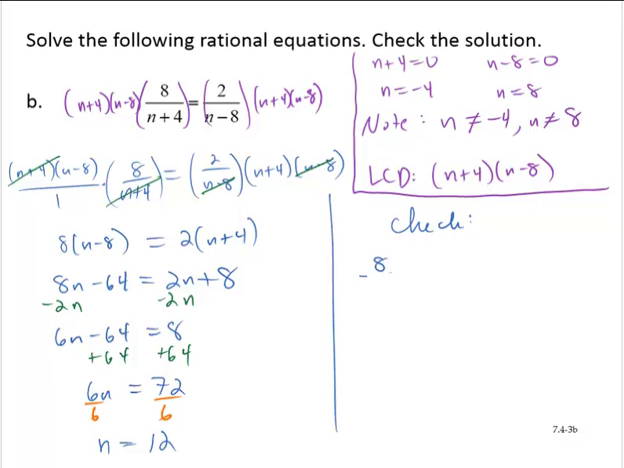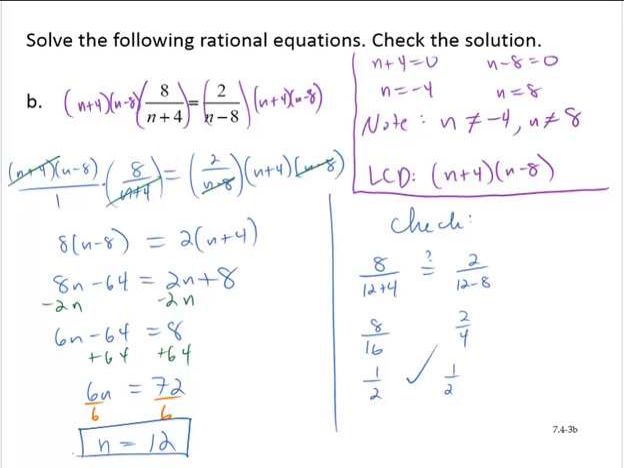Let's see, 8 over 12 plus 4, is that equal to 2 over 12 minus 8? Alright, let's see, left side, that's 8 over 16, which is equivalent to 1/2. Right-hand side, that's 2 over 4, which is also equivalent to 1/2. And I wrote 1/12 by mistake on the left-hand side. So they're equivalent, and we find that n equals 12 is the solution.